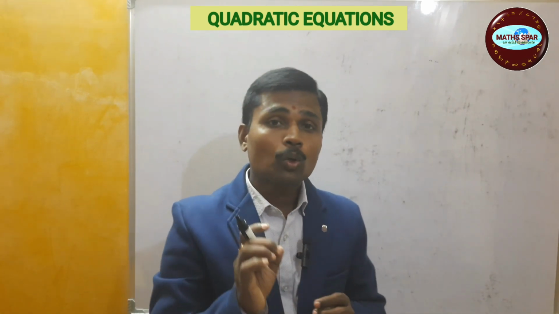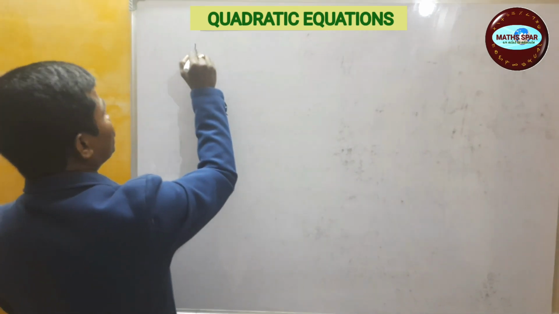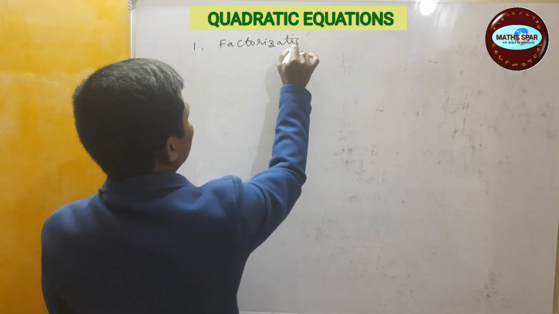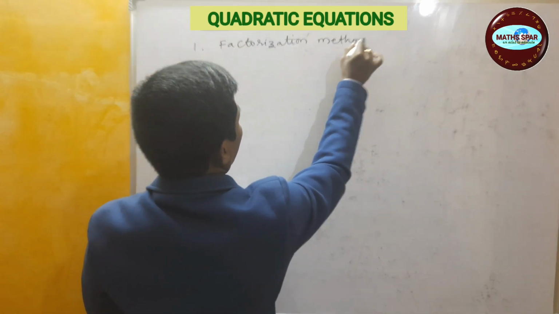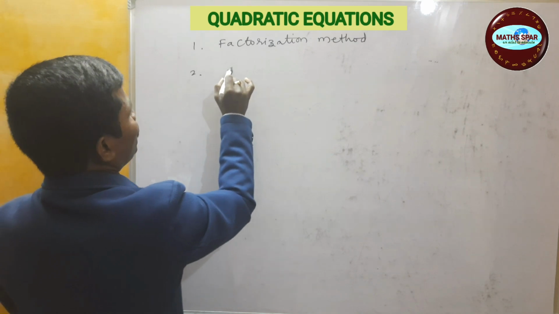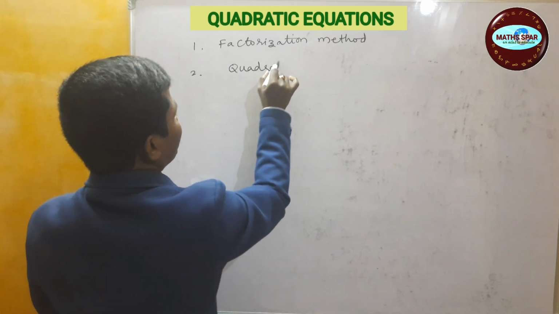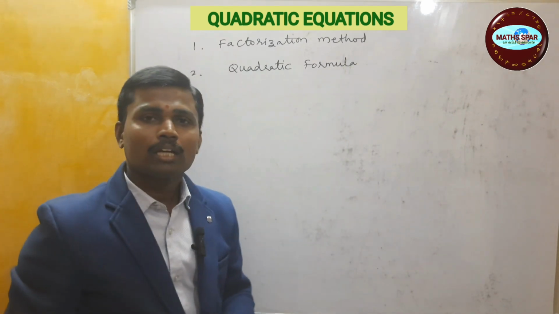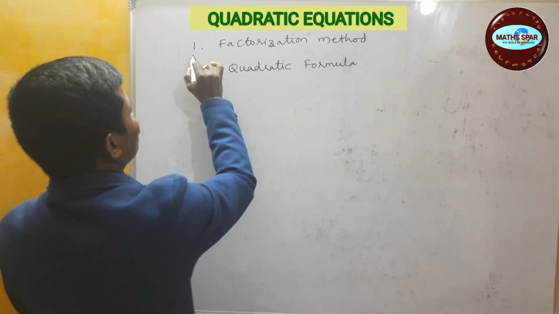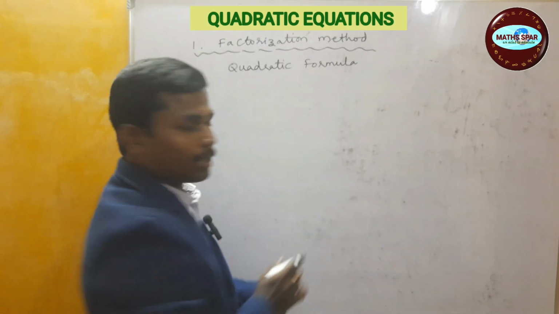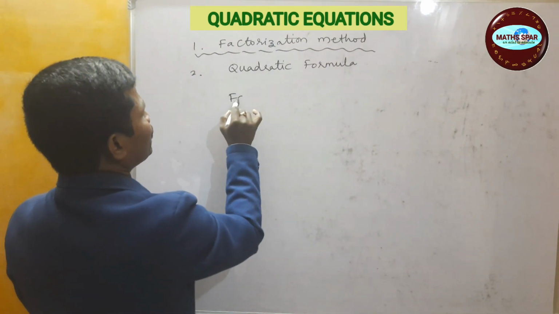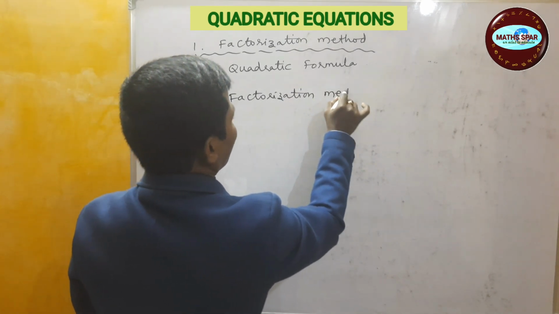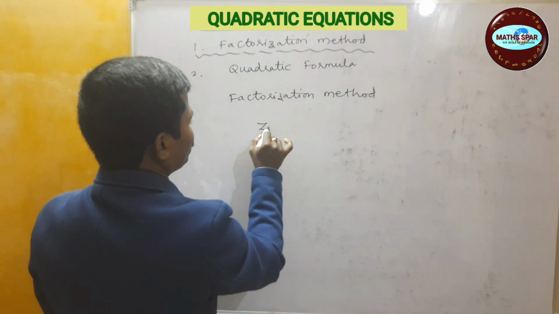We can find the roots of a quadratic equation by two methods. First one is the factorization method, and second one is by using the quadratic formula. In this video, let us look at the factorization method. The factorization method includes a rule by name zero product rule.